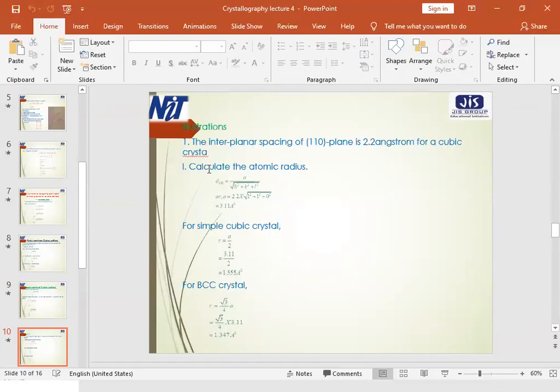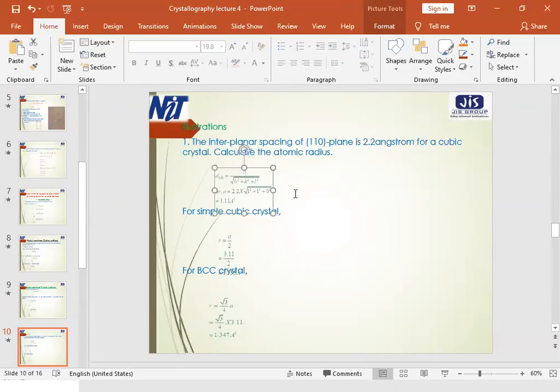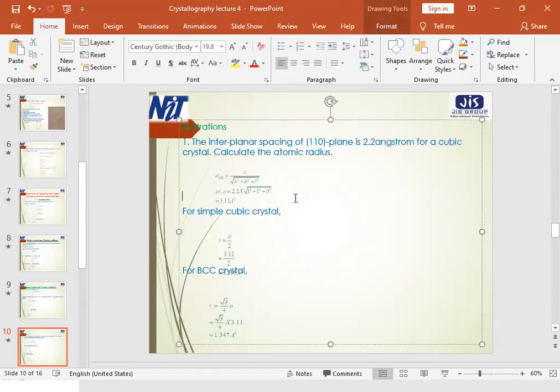So for that, we have taken the first one. The interplanar spacing of the 110 plane is 2.2 angstrom for a cubic crystal. You will have to calculate the atomic radius. So the 110 plane is given, so let us calculate this. d will be equal to a by root of h square plus k square plus l square.